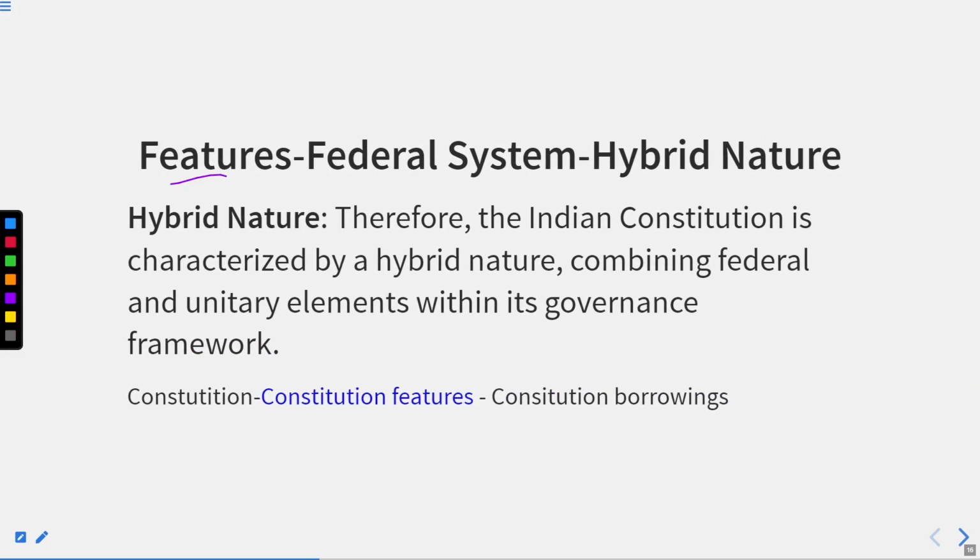Now, thereafter we have the hybrid nature. The Indian Constitution is characterized by a hybrid nature, combining federal and unitary elements within its governance framework. Federal means that the powers have been divided between the center and the state governments, but unitary means that most of the time the center has exclusive power over the states to ensure uniformity throughout the country. That's why it is called hybrid, because it is an intermixture of federal and unitary provisions.